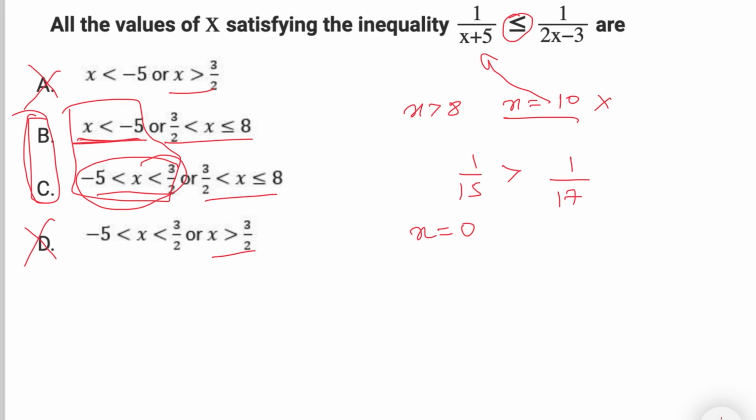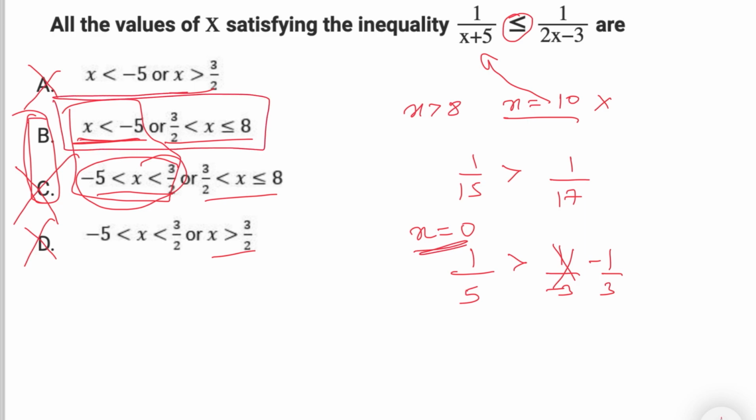And when I do that, the left hand side becomes 1 upon 0 plus 5, that is 1 by 5. The right hand side will become 1 upon 2 into 0 minus 3, 1 upon minus 3, or simply minus 1 upon 3. Once again, we know that 1 by 5 is greater than minus 1 by 3, but we want the left hand side to be less than or equal to the right hand side. So C option is not possible because x equal to 0 is not an acceptable value of x. What we get is the correct answer only, that is option B by elimination. Right, so it's a very simple question.